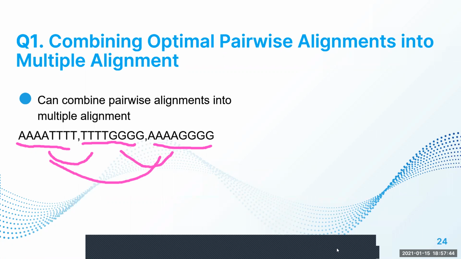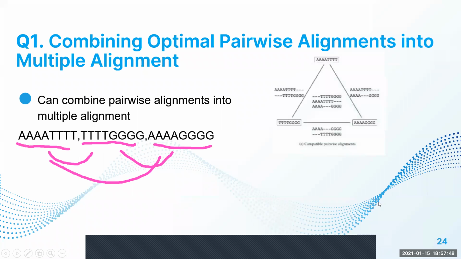If we align these, we can build some sort of a triangle like this. If we align these two, these 4 A's and 4 T's versus 4 T's and 4 G's, we get the alignment as this. We have three gaps at the end of this, then three gaps at the beginning of this.